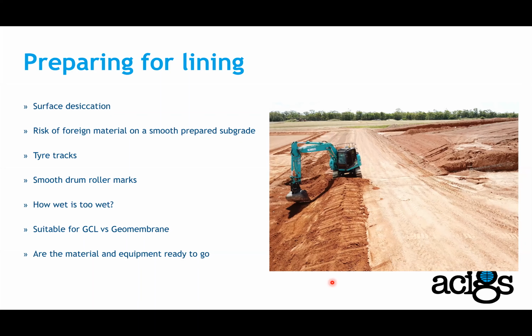Tire tracks as a traffic on the prepared subgrade, even a smooth drum roller that they use to make the surfaces smooth, the drum can also create marks on the subgrade. The question about how wet is too wet. So that's very important also to know what the moisture content should be on the subgrade, depending on what geosynthetic is going to be placed on top. Is it a GCL? Is it a geomembrane?